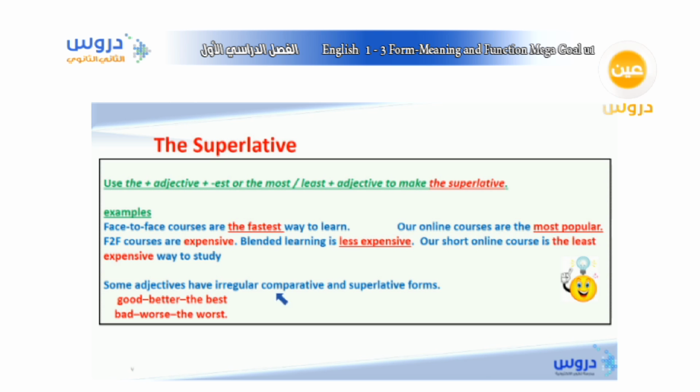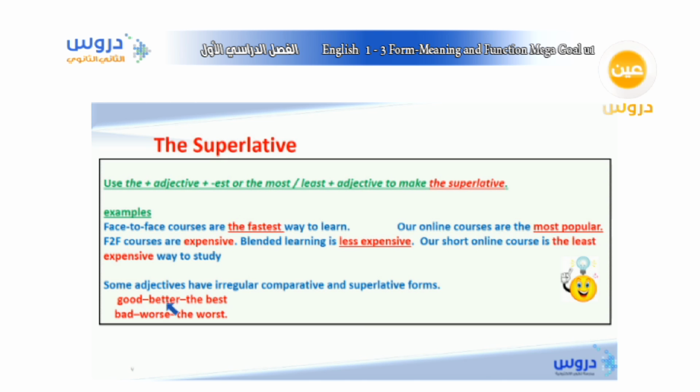We don't say gooder. No. Better. This is irregular. Irregular means that it has no rule. Why we use better? What is the rule? There is no rule. Just memorize it like this. This is irregular comparative, this irregular form. Good. If you want to compare two things, better.